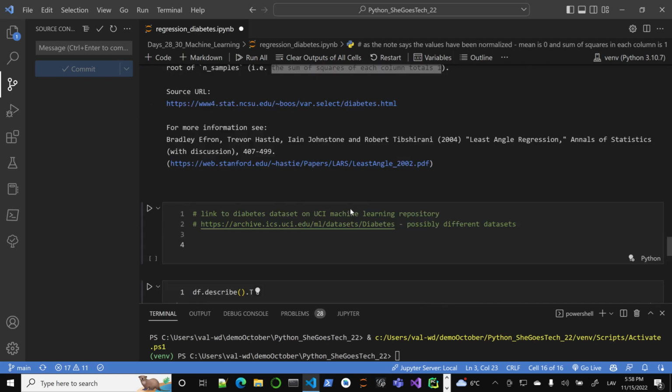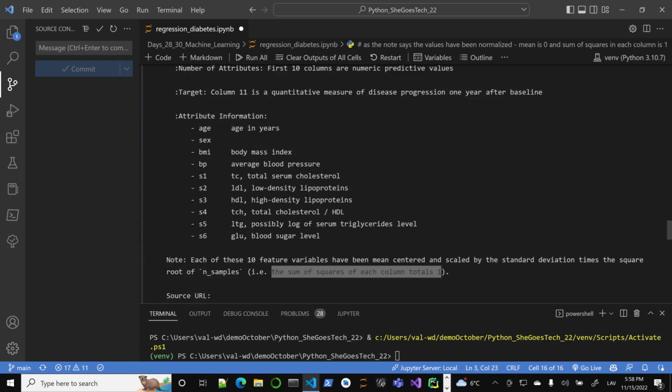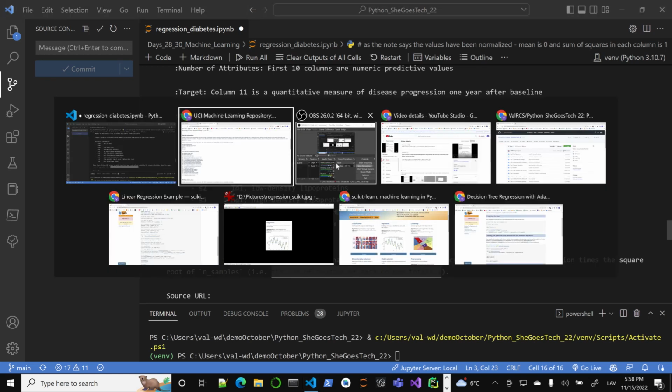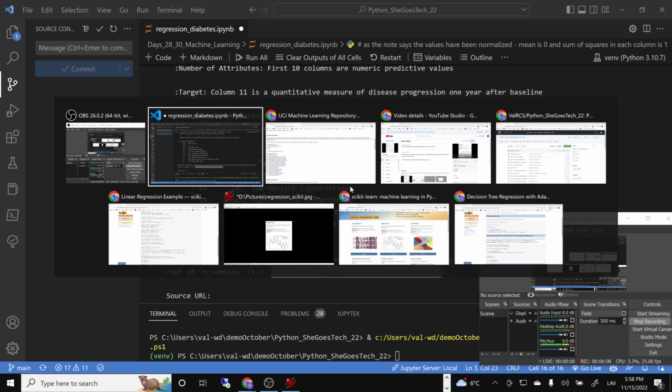So what's S3? S3, I think, was high density lipoproteins. I think those are the good ones, right? Yeah, I think they are the good ones, I hope. Again, maybe some of you dietitians will correct me on this one. So now we have a better idea of the data.